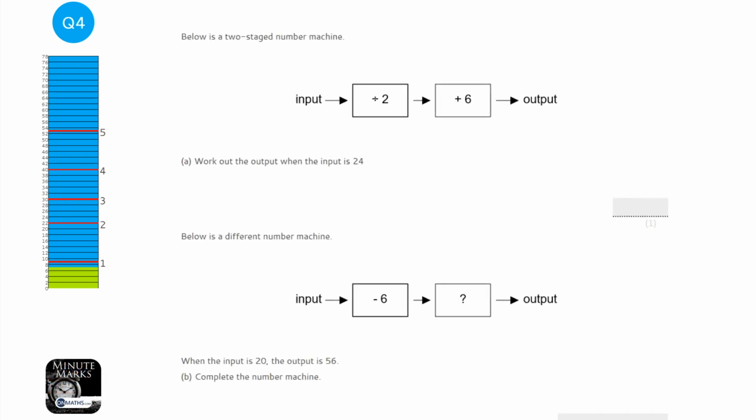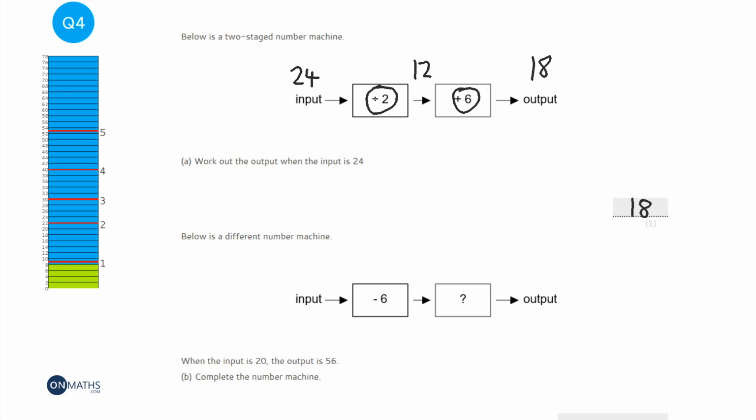So we're given function machines for this question. And it says, what is the output when the input's 24? So the input's 24. And the first thing that's going to happen to it is it's going to divide by 2. So we're going to halve it. So that's going to make it 12. Then it says we're going to add 6. So when we add 6 to 12, we get 18. So the output is 18.